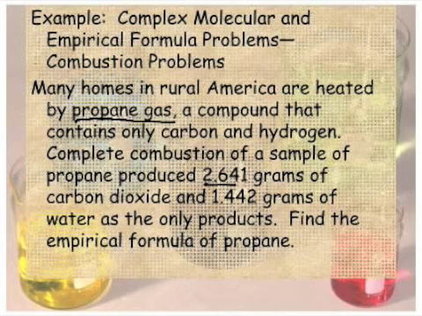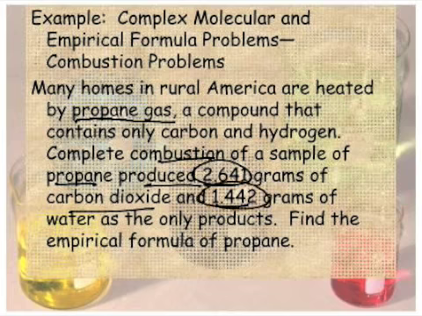Now notice here we have gram numbers instead of percentages, but the rule still applies: percent to mass to mole, divide by small, times to whole. But that's not actually the real problem. Let's read this problem carefully. Basically, complete combustion of propane produced this many grams of carbon dioxide and this many grams of water.